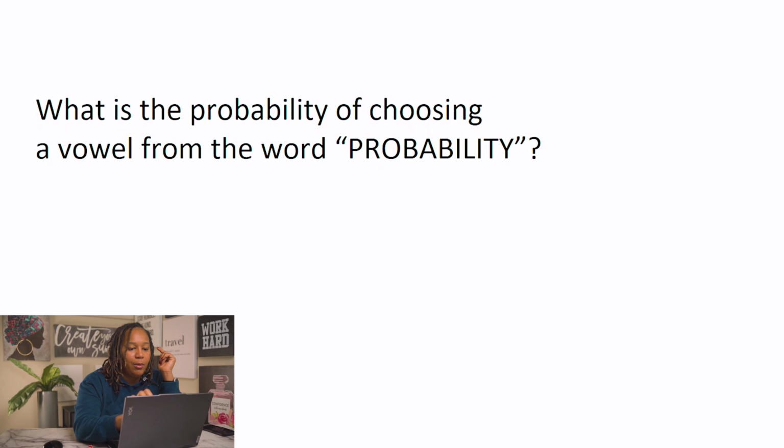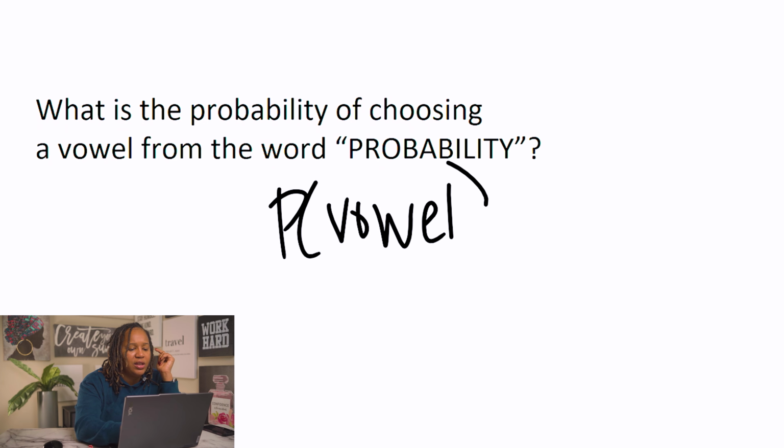Okay, in this last example, we want to find the probability of choosing a vowel from the word probability. So first of all, what is the event that we're interested in? It's pulling a vowel. So we want to know the probability of choosing a vowel. Well, what is a vowel? If you remember, in English, your vowels are A, E, I, O, U. So there are 5 vowels, but we want to know how many vowels there are in the word probability.